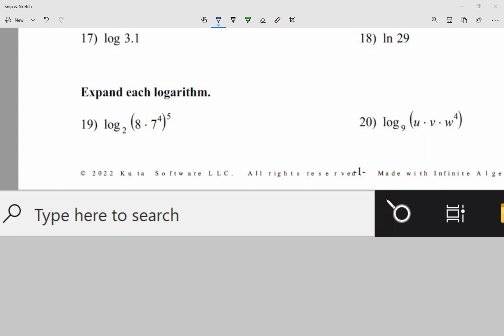Now, one thing we're going to do, multiplication. So let me write that thing down. Multiplication is going to expand to addition. Once we open it up, multiplication changes to addition. Division is going to change to minus.